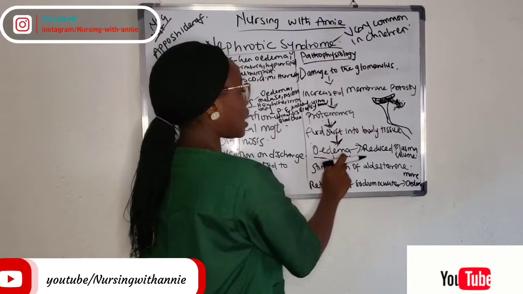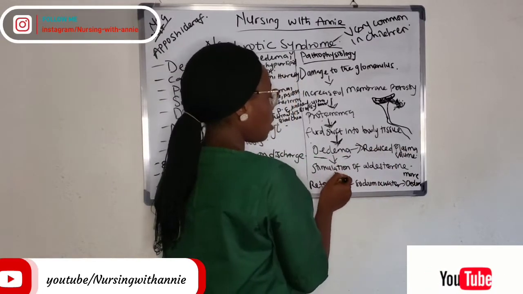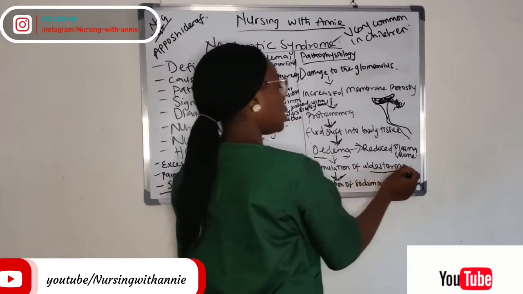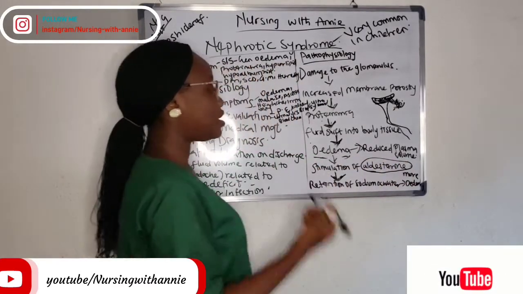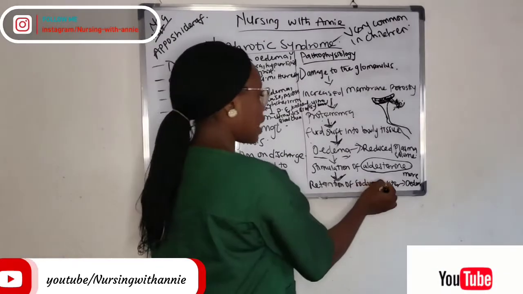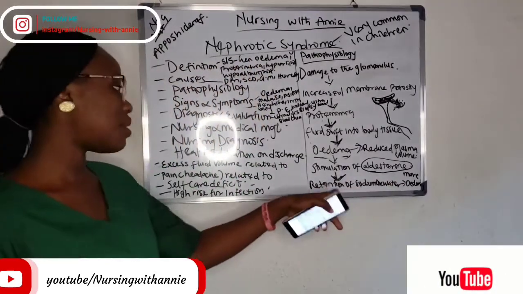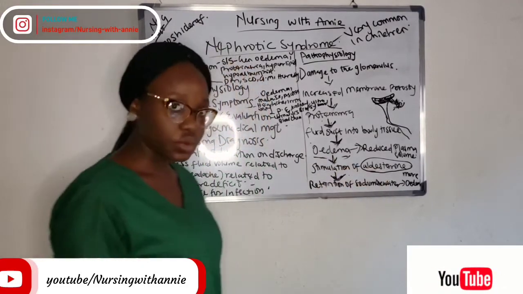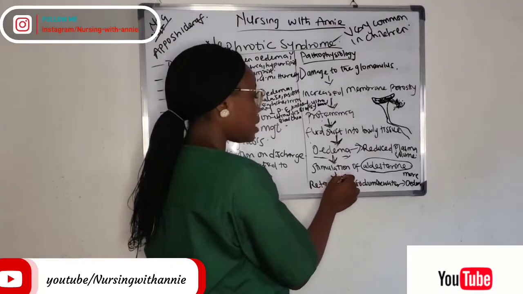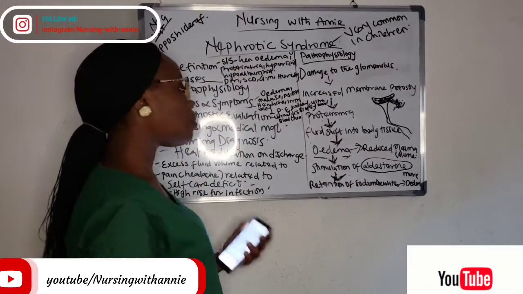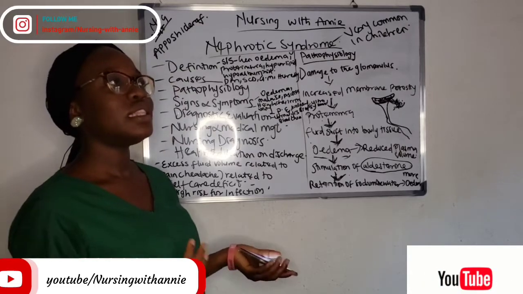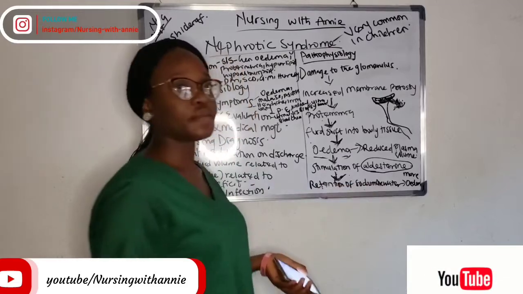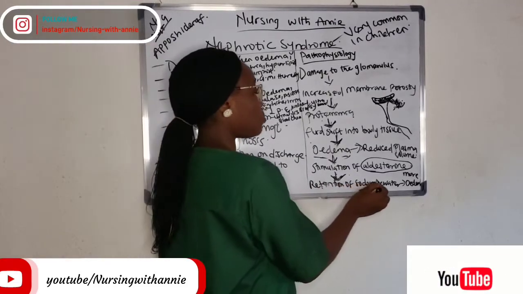And due to this shift and the reduced plasma volume, there will be stimulation of aldosterone. Because of this stimulation of aldosterone, we will now have retention of sodium and water. That is what will now cause that edema. So this edema will lead to stimulation of aldosterone, and then, like a negative feedback mechanism, the body trying to help, there will be retention of sodium and water. And we know what sodium and water does in the body.